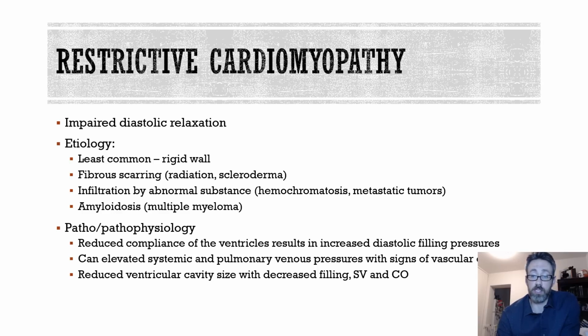Instead, you can just get a rigid wall because you have some sort of fibrous scarring, maybe due to radiation, scleroderma, infiltration by some particular substance like hemochromatosis or a tumor that's actually just invading the tissue and causing it to stiffen, but it's not thick, it's not hypertrophic. Or proteins like amyloidosis in some cases of multiple myeloma, for example.